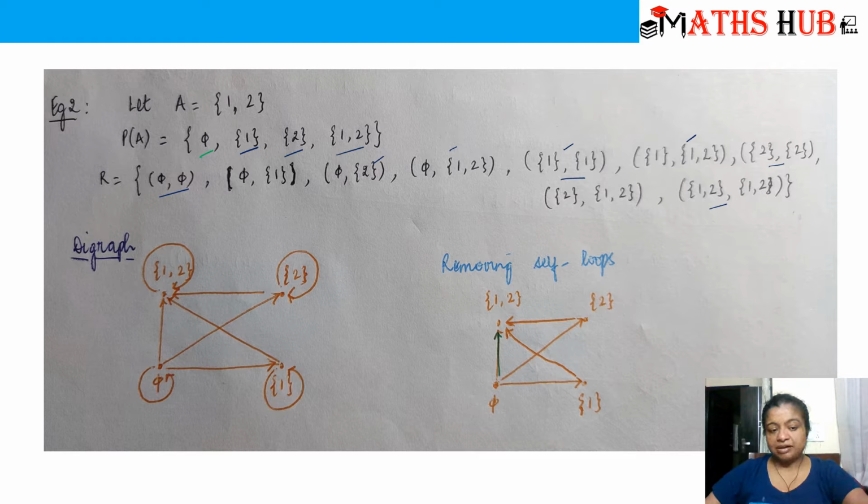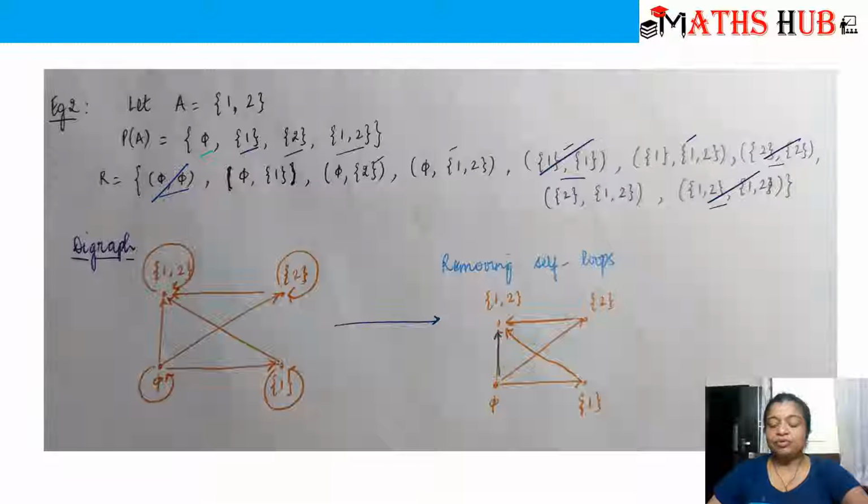So from the digraph, we move to the first step. The first step is to remove all these reflexive pairs. So we remove φ, φ, we remove {1}, {1}, we remove {2}, {2} and we remove {1, 2}, {1, 2}. So you can see all the self loops have been removed, right? After removing the self loops, we get this graph, right? Now, the third step is we need to remove all the transitive pairs. So which pairs are transitive? You can see in this graph.